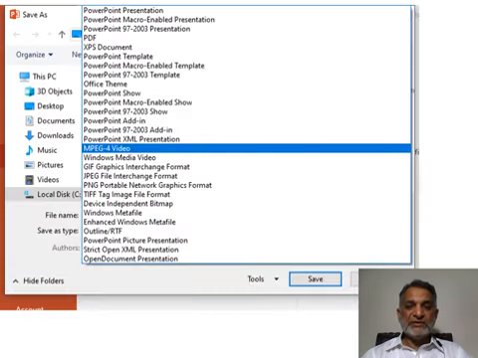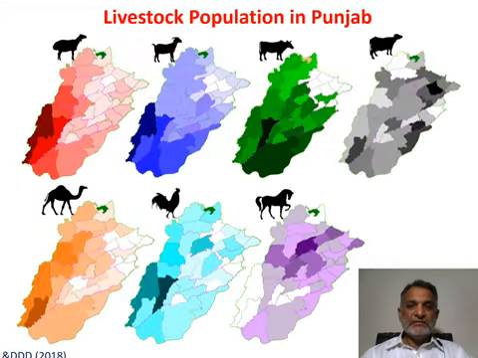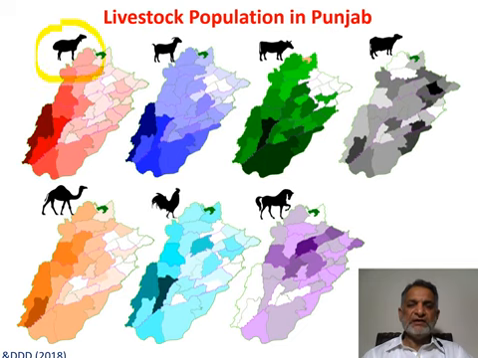This is what those options are to save the file when you choose save as. For example, if I have just this one slide which depicts the livestock population in Punjab, this is based on Livestock and Dairy Development Department's 2018 version of livestock census. And suppose I discuss just the sheep and the goat population.